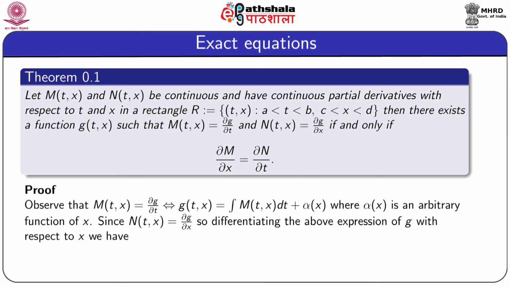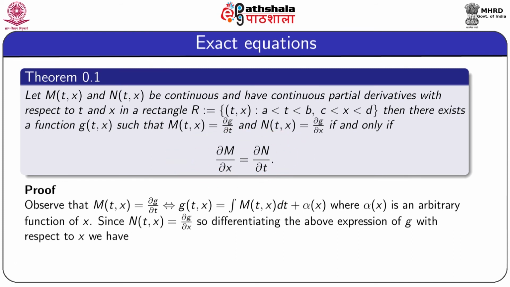Let us put all these results in the form of a theorem which says: let M(t,x) and N(t,x) be continuous and have continuous partial derivatives with respect to t and x in a rectangle R, which is the set of (t,x) such that t lies between a and b and x lies between c and d. Then there exists a function g, which is a function of t and x, such that M is equal to ∂g/∂t and N is equal to ∂g/∂x if and only if ∂M/∂x is equal to ∂N/∂t.